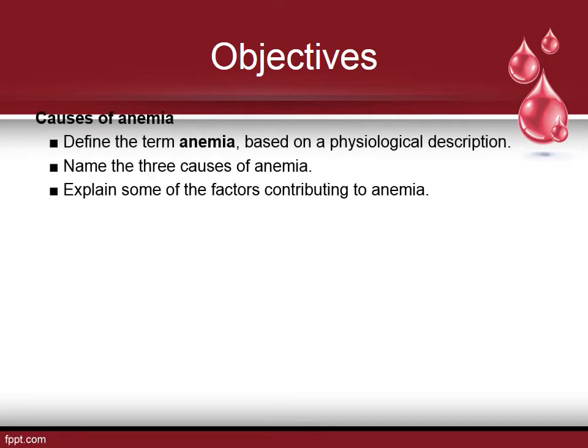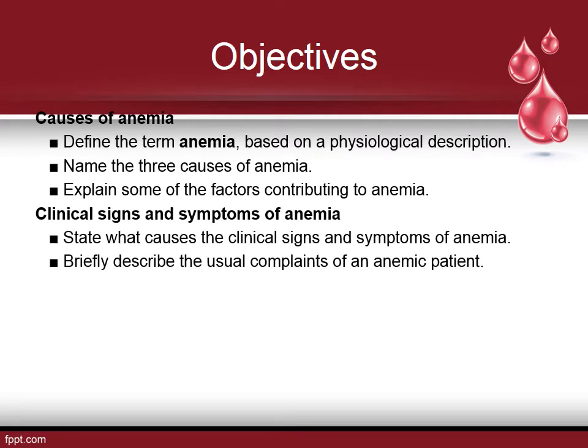Before doing the lesson, let's have the objectives. The objectives are as follows: causes of anemias. Define the term anemia based on physiological description. Name the three causes of anemia and explain some of the factors contributing to anemia. Next will be the clinical signs and symptoms of anemia. State what causes the clinical signs and symptoms of anemia. Briefly describe the usual complaints of an anemic patient.